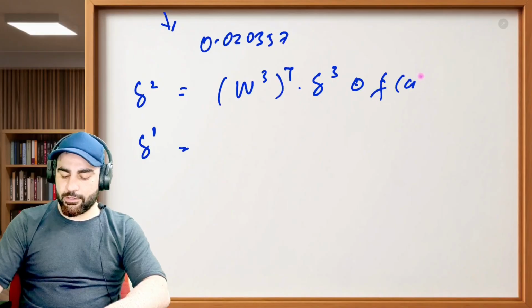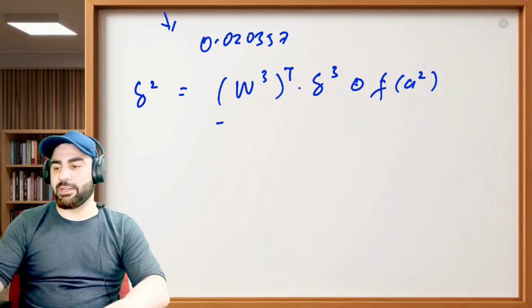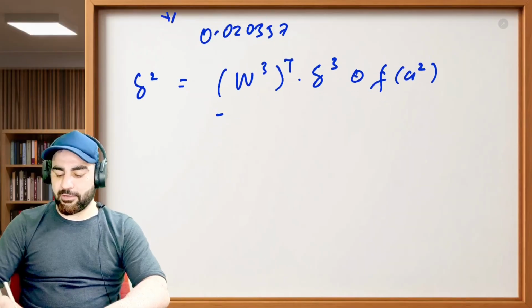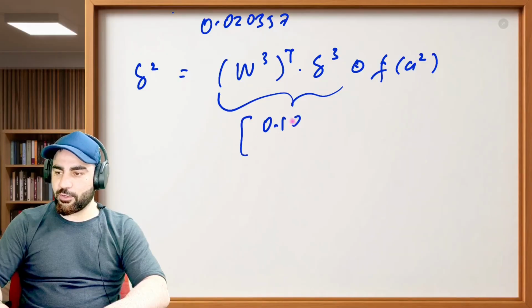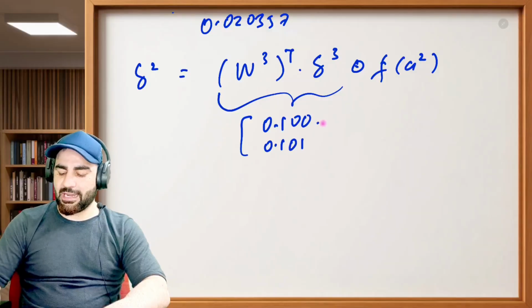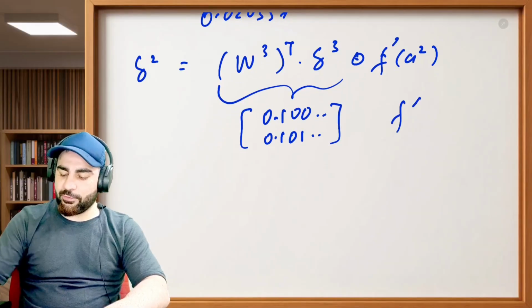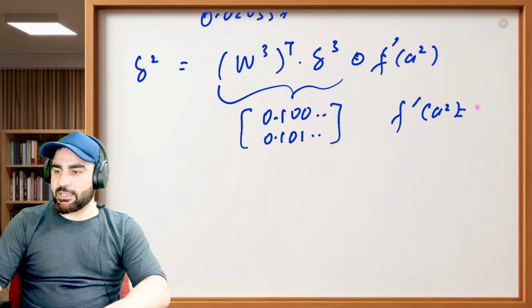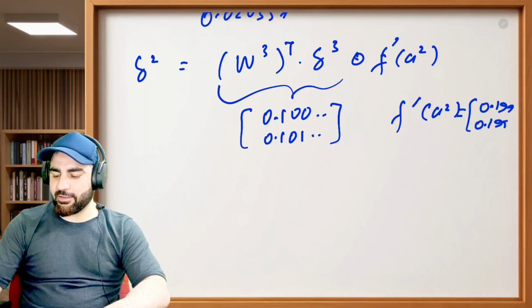So a2 in this case. Once you compute this, if you take this W3 matrix, transpose it, and then multiply it, the values that we are getting are 0.10 and 0.101. Then once you apply f dash of a2, you will get values like 0.199 and 0.195, some values of this sort.